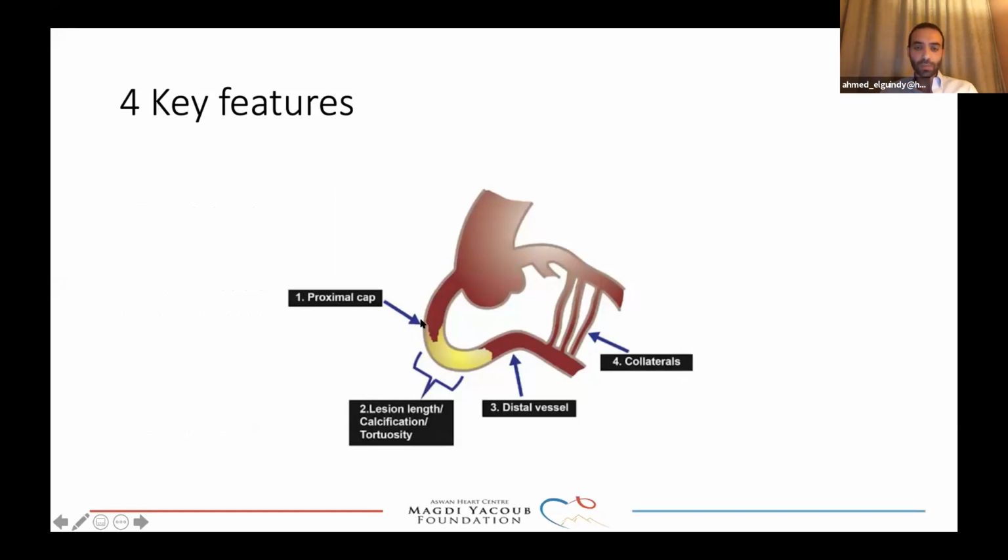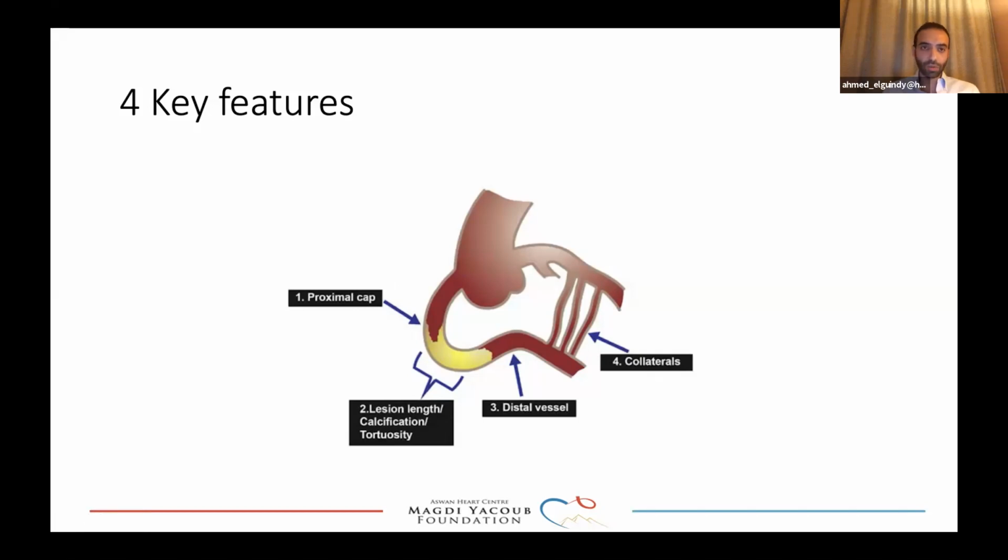What does the proximal cap look like? Is it blunt? Is there an entry point into it? Is it totally ambiguous because of severe angulation or tortuosity, or more frequently because it comes at the origin of a side branch? What is the lesion length? And do we have any tortuosity in the segment? Do we fully understand the course of the CTO segment? And whether there's any calcification, the distal vessel, is it diseased or healthy? And are there any interventional collaterals as such?